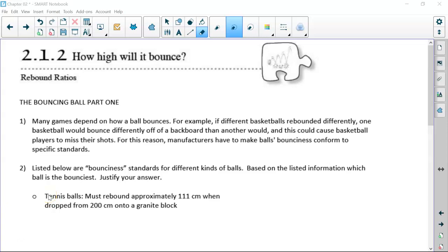Welcome to section 2.1.2, and this section talks about rebound ratios.